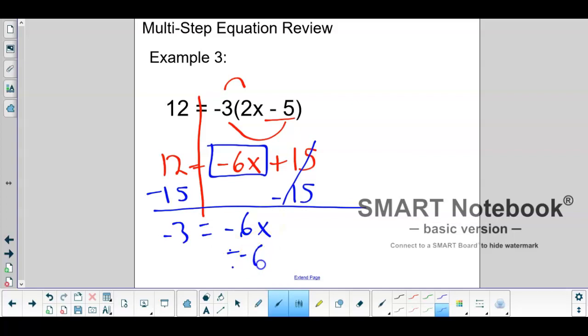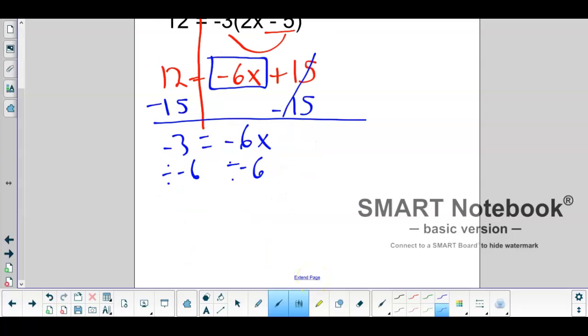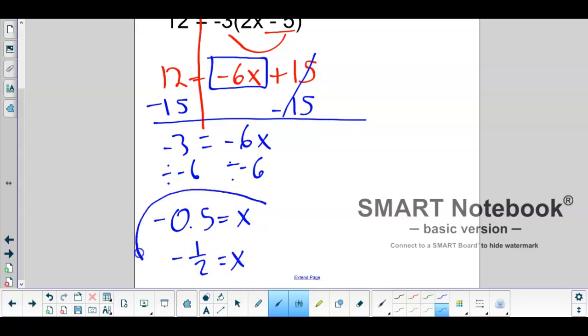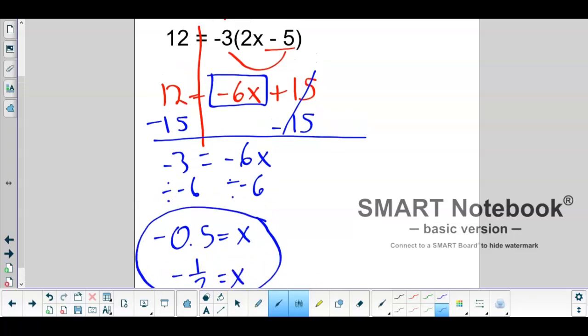That's what negative 6 times x is going to equal. Again, I know the opposite of multiplying by negative 6 is to divide each side by negative 6. And again, I'm going to carefully go into my calculator and do negative 3 divided by negative 6, and my calculator is going to say negative 0.5. Or you could say negative 1/2 if you wanted to make it a fraction. Either of those two answers would be perfectly acceptable.